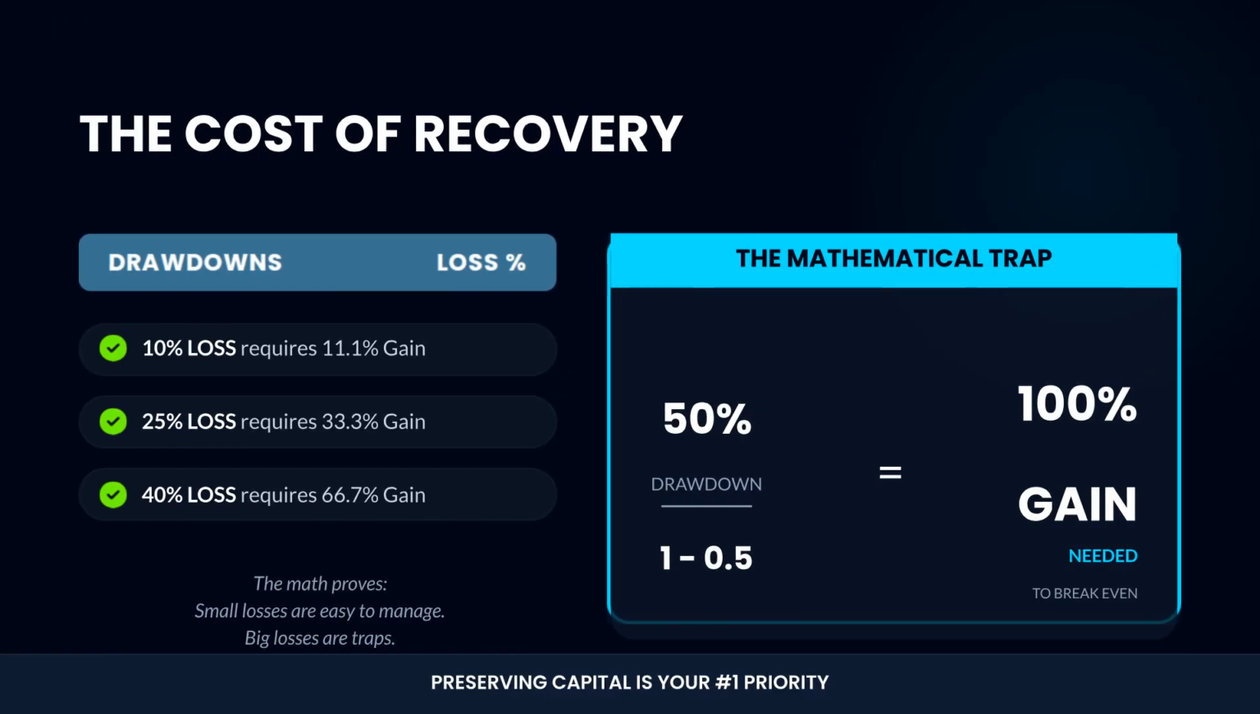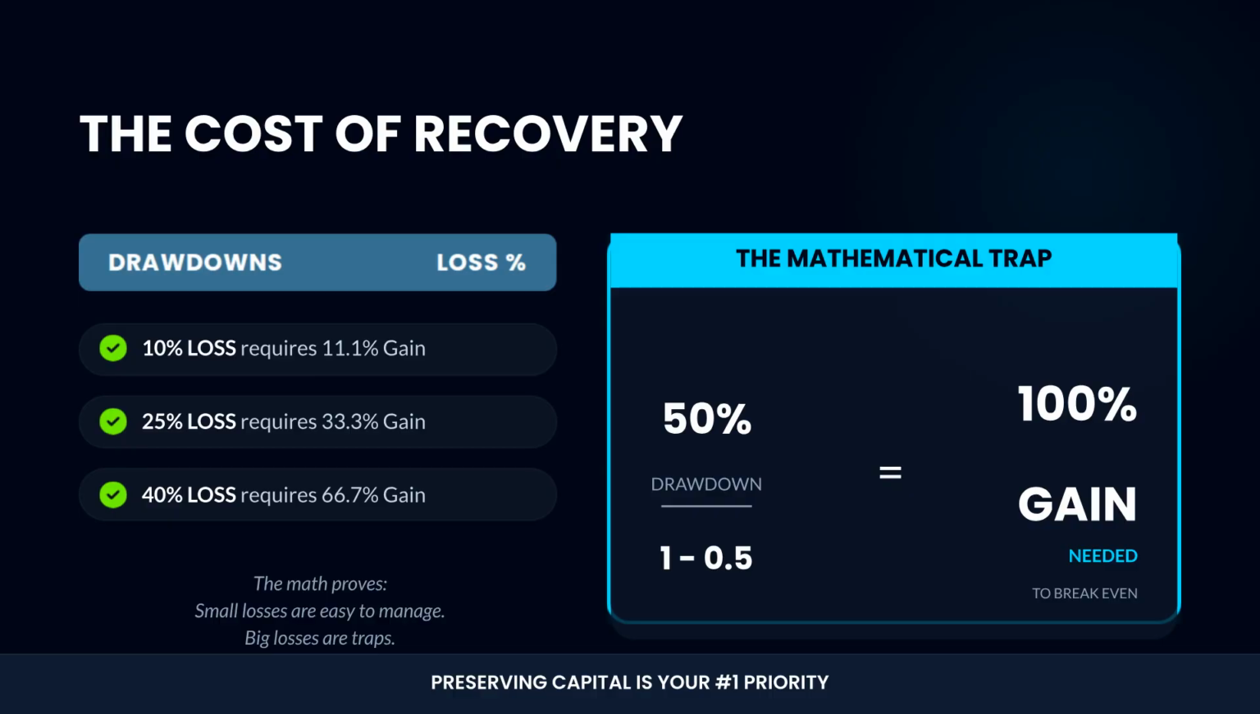Now, let's look at the mathematical reality every trader must face: the cost of recovery. Notice the table on the left. A 10% loss is a minor setback, requiring only an 11% gain to recover. But as the losses grow, the math becomes your enemy.